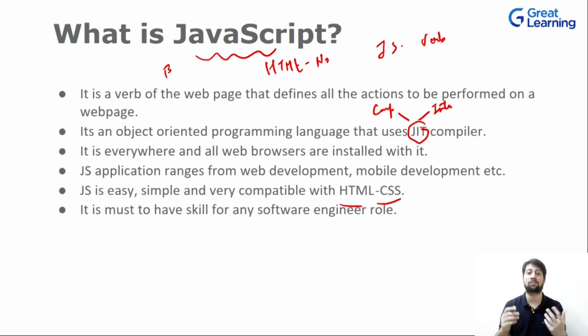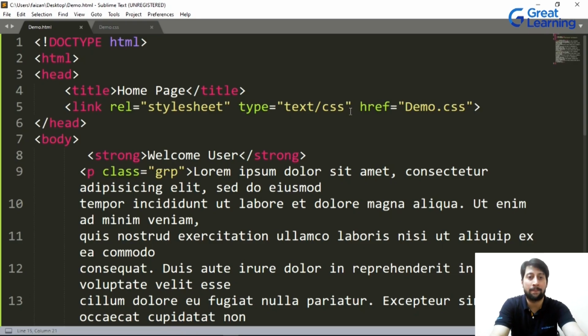And if you're looking for a software engineering role, it is a must-have skill. So let's quickly go ahead and see a demo of it. This is the HTML page that we have already created with the CSS also linked with it. Now, how can you include the JavaScript?